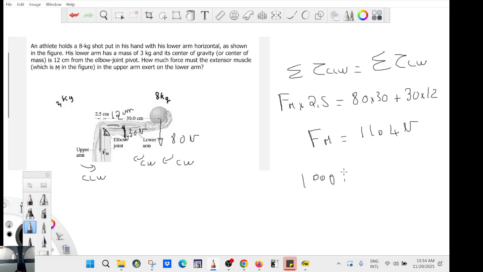So 1,000 Newton, that will be about 100 kilogram. That will be 200 pound. Is that possible? No. It's not possible, right? 200 pound with one hand. Yeah, not possible. Is it?